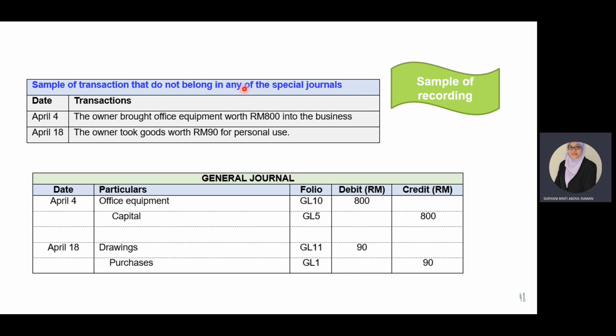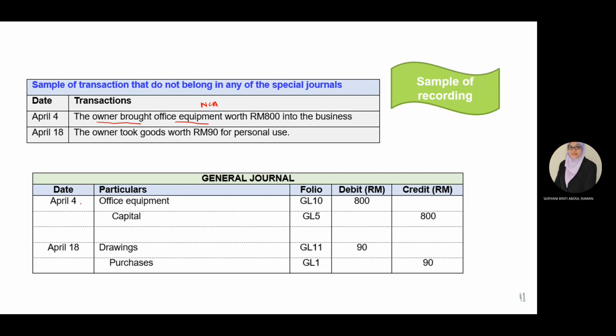These are the transactions that cannot be recorded in any of the specialized journals. The owner brought office equipment worth 800 into the business. So as you can see here, the owner brought office equipment. So this is an asset class. This is a non-current asset brought by the owner. There's no cash flow involved because you don't purchase it. And even though there's no cash involved, you cannot record it in the purchase journal because this is not stock that you bought for resale. This is office equipment you bought for the use of the business. So the most suitable journal is the general journal.